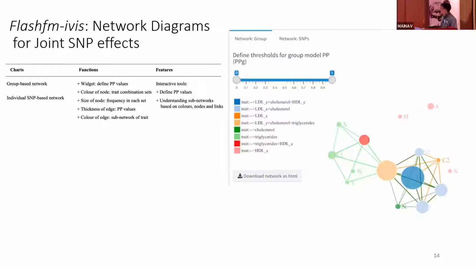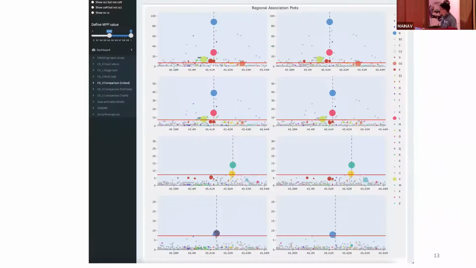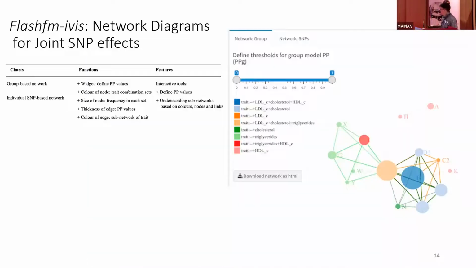Then we move to the network. Because we know shared information provides very useful information, we want to know how they are connected and where that information came from. So network analysis is very useful to understand this.